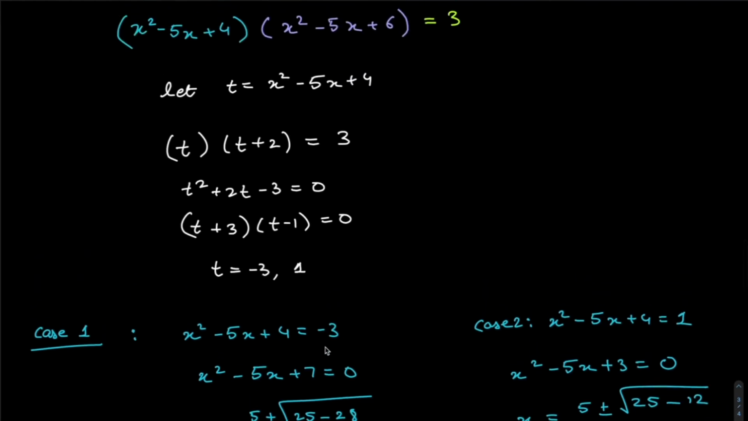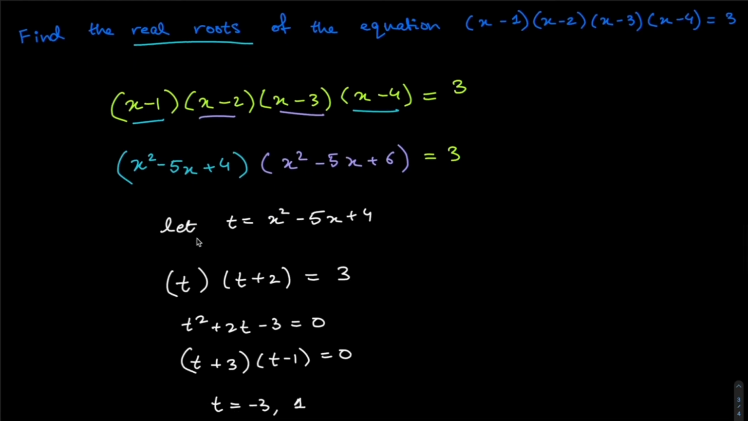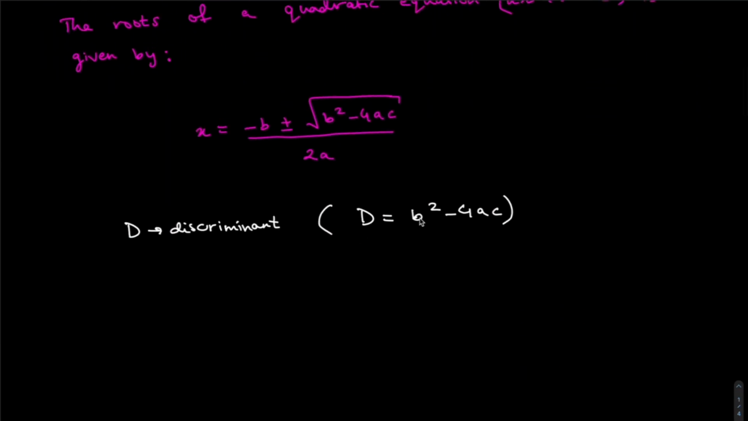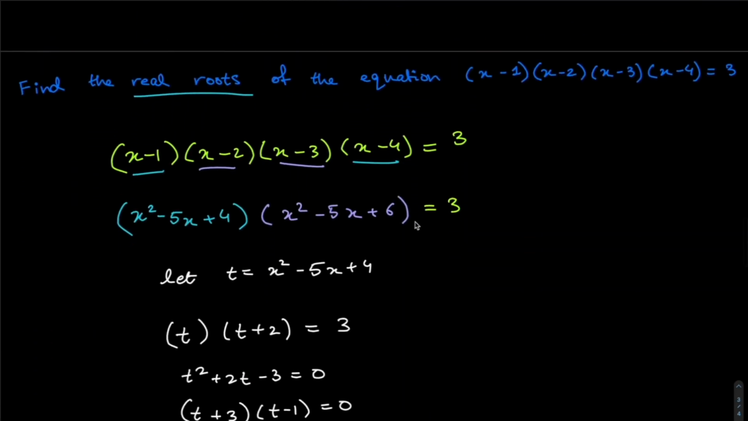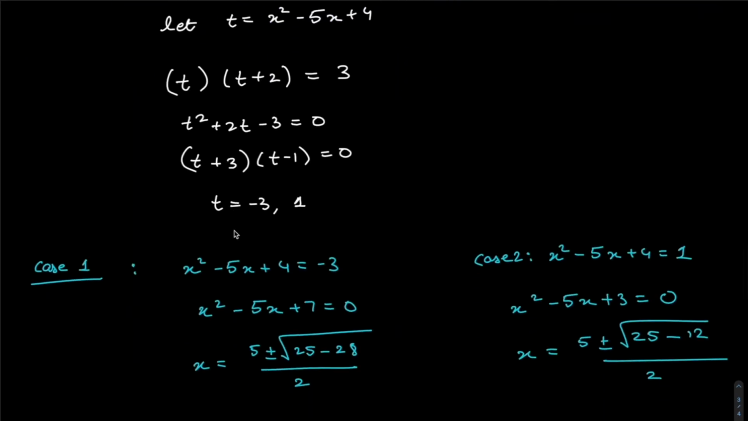Now, remember what the question asked me. It said it wanted real roots. That means the discriminant, which I mentioned here, must be positive. That's what real roots mean. So I'm going to make a note here as well: D should be greater than 0, or greater than or equal to 0, for real roots to occur.